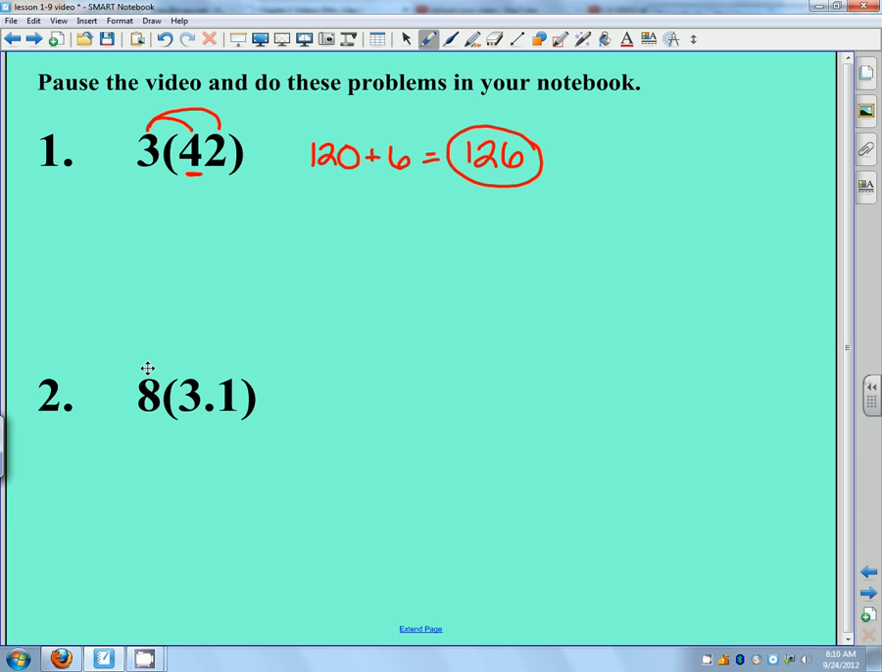This one, I'm going to do 8 times 3, which is 24, and then I'm going to do 8 times 0.1, which is 0.8, so it's 24.8. Pretty simple.